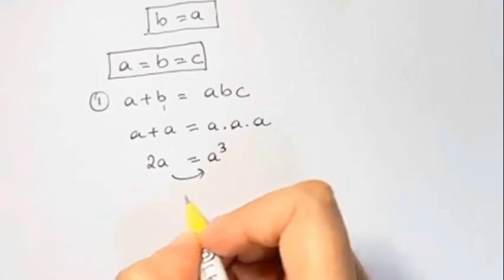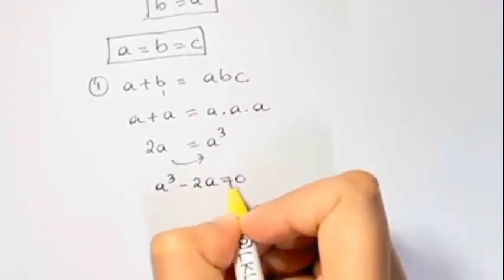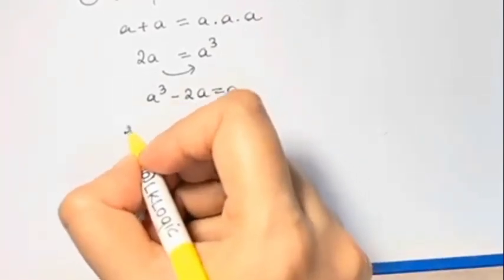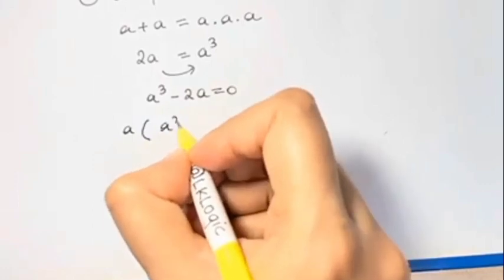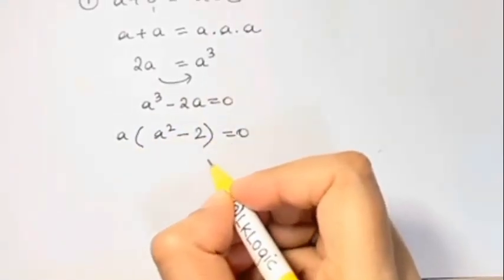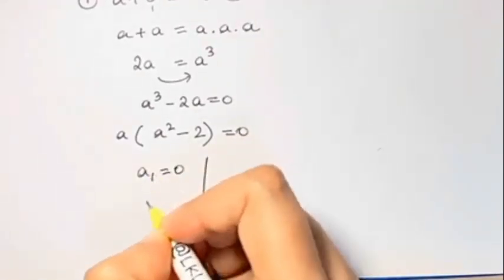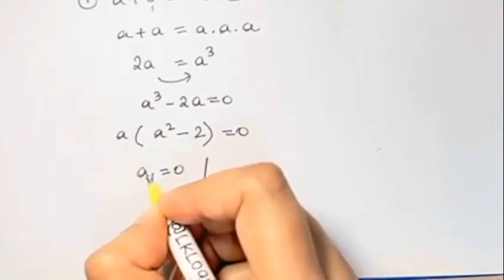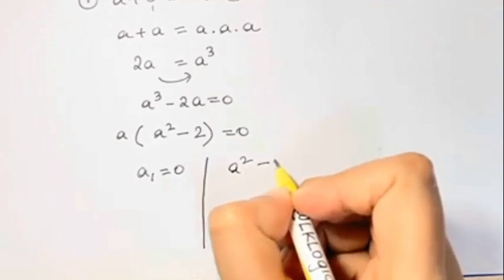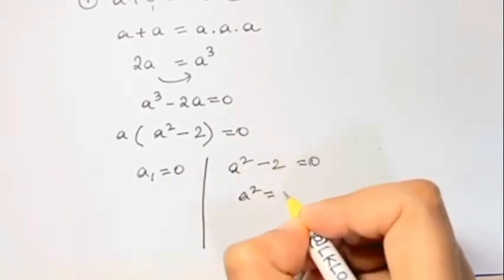Let's bring 2a this side. So we have a cube minus 2a is equal to 0. And now what we're going to do is take a common out: a times (a square minus 2) is equal to 0. So here you have two conditions. a is equal to 0 is the first value. Let's name it as a1 equals 0. And the second is a square minus 2 is equal to 0. So here you have a square is equal to 2.